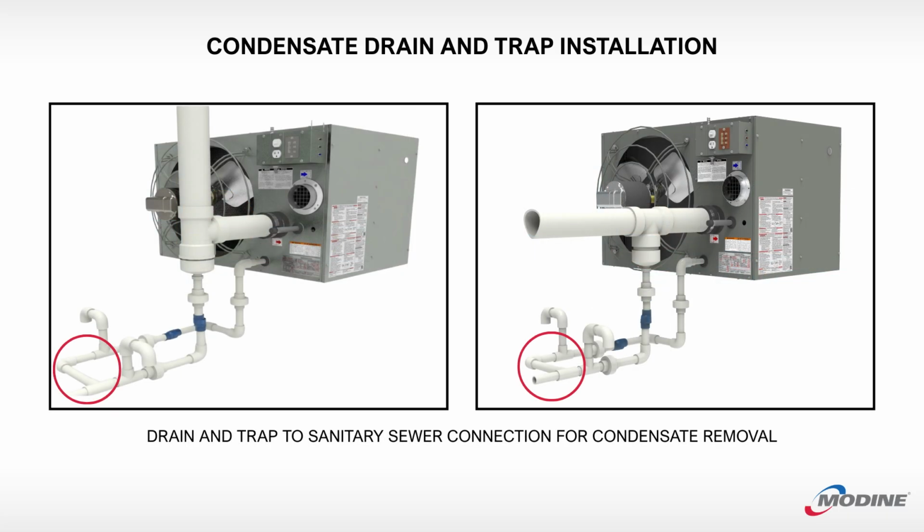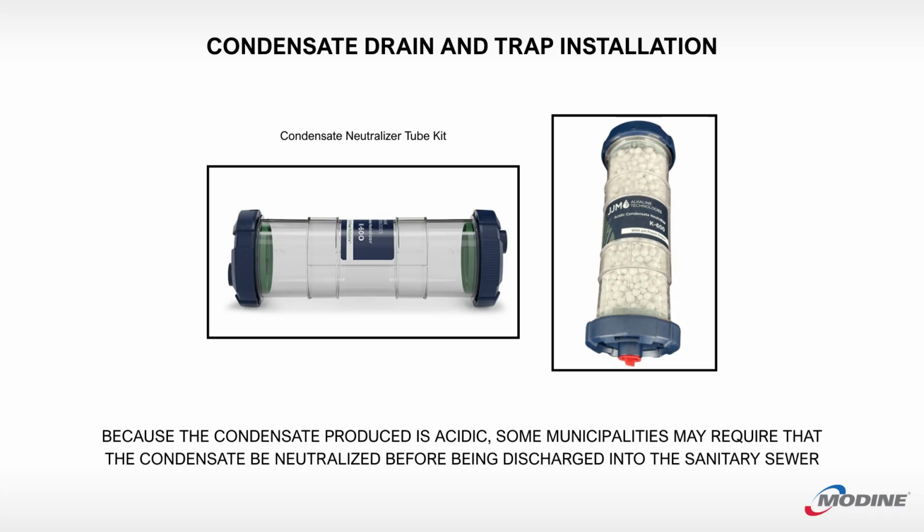Local code permitting, the condensate drain systems may be joined after the traps and connected to a sanitary drain within the building. Because the condensate produced is somewhat acidic, some municipalities may require that the condensate be neutralized before being discharged into the sanitary sewer. A condensate neutralizer tube kit is available from Modine to reduce the pH of the condensate.